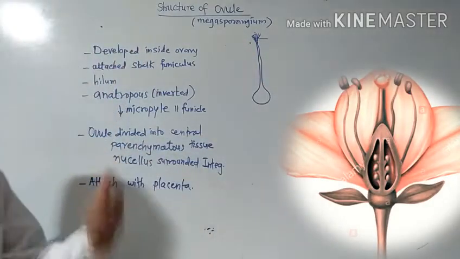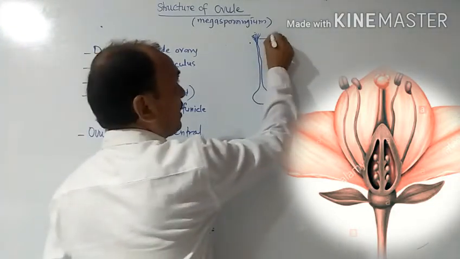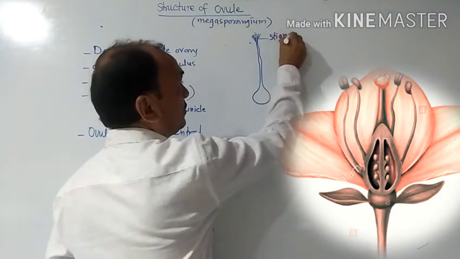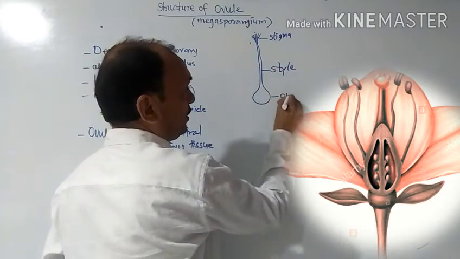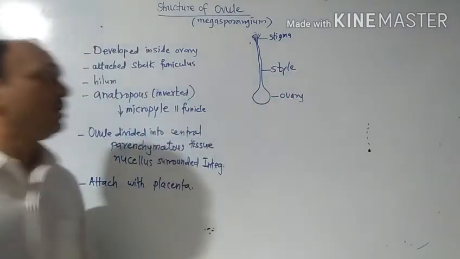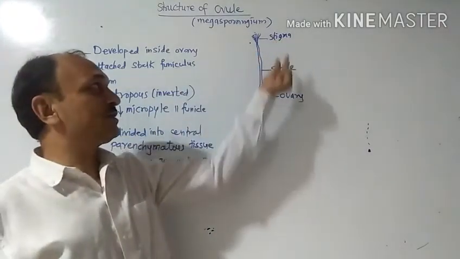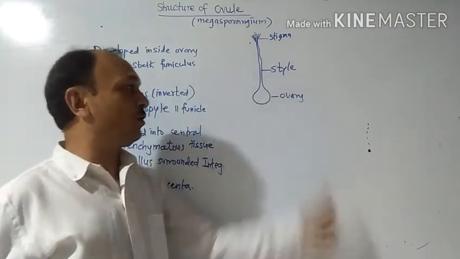So what are the parts of gynoecium? This is the stigma, style and ovary. These are the three parts: stigma, style and ovary.